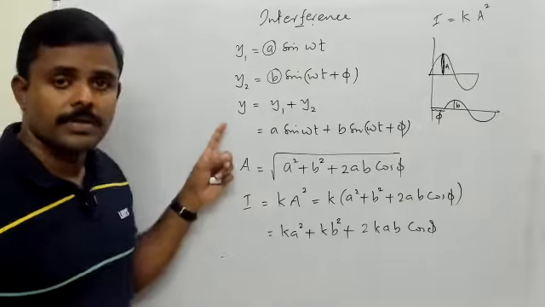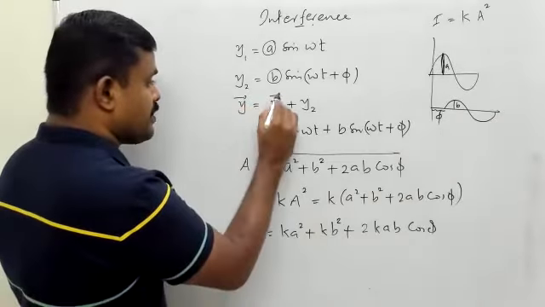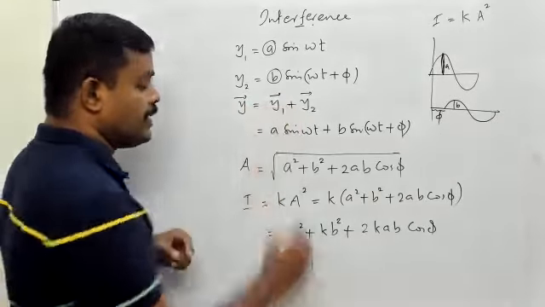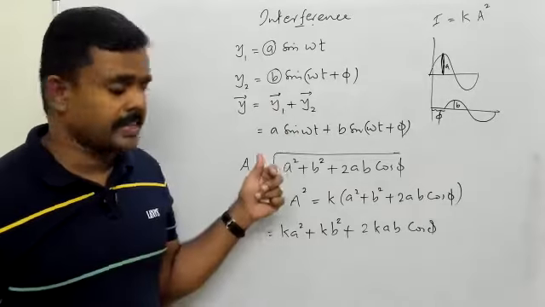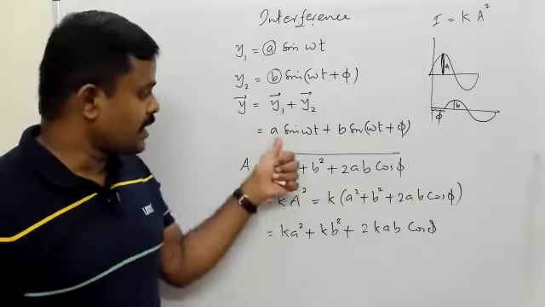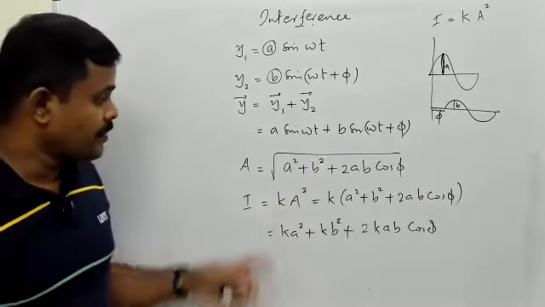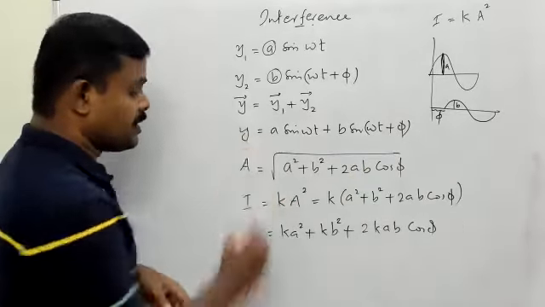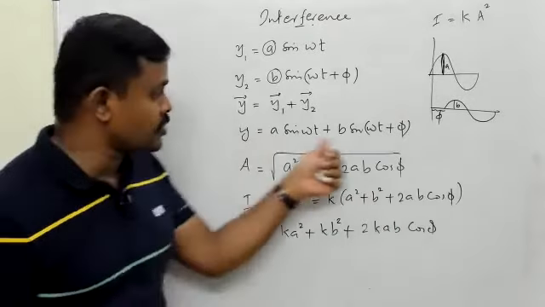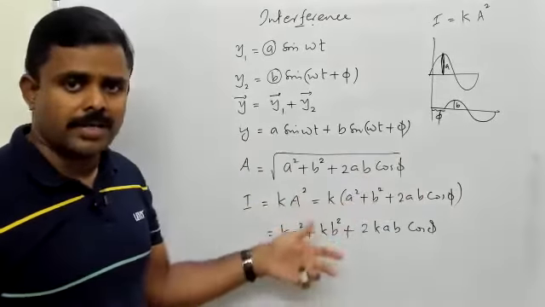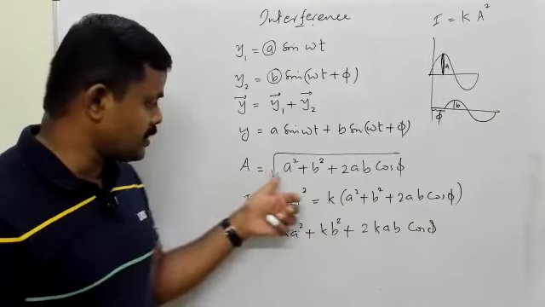The resultant displacement is given by the superposition principle, which is y vector is equal to y1 vector plus y2 vector. That is A sin omega t plus B sin (omega t plus phi). And this is my resultant displacement. With rigorous treatment, which is not required at the moment, you will get something like this.